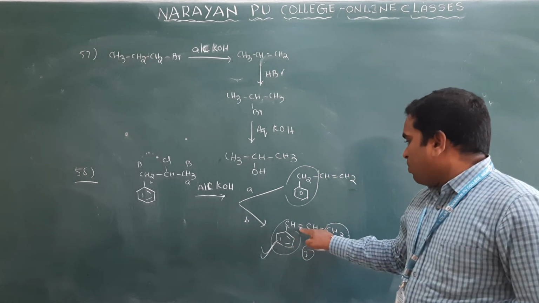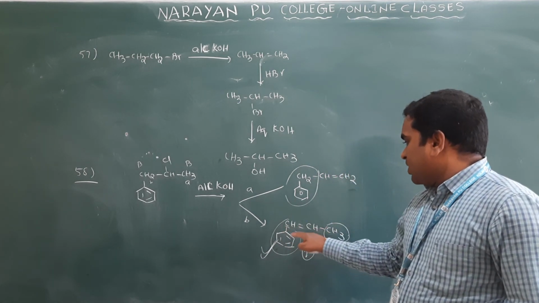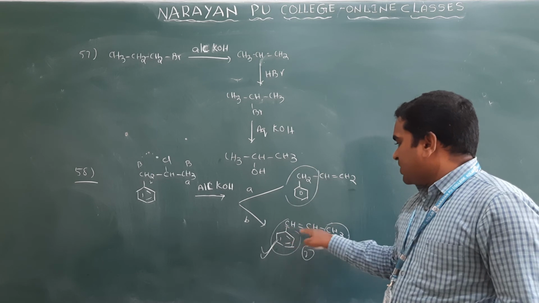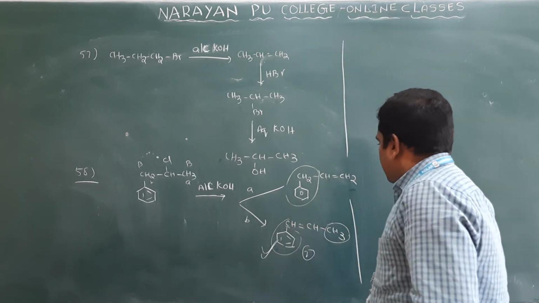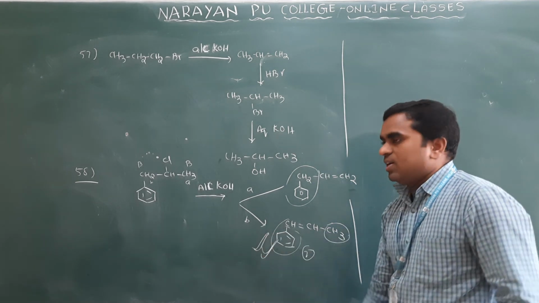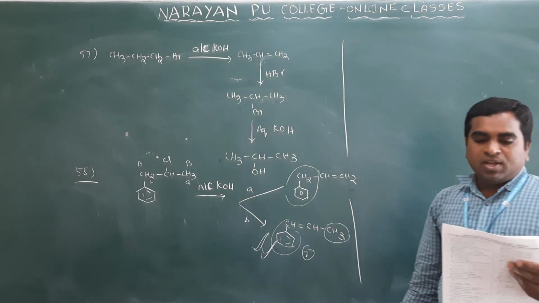Or otherwise, you see double bond, single bond and double bond, so there is conjugation. Conjugation means they are involved in resonance. When they are involved in resonance, they are very, very stable. So the more stable product is always the major product. Clear? Next one.